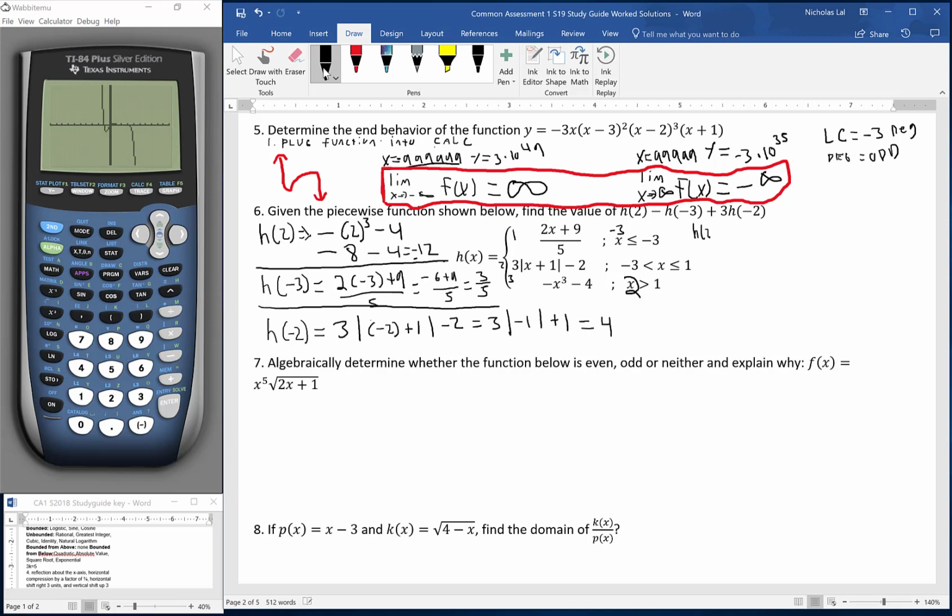h of 2, we just worked out, is negative 12. h of negative 3 is 3/5. And h of negative 2 is 4. So let's add this up, okay?